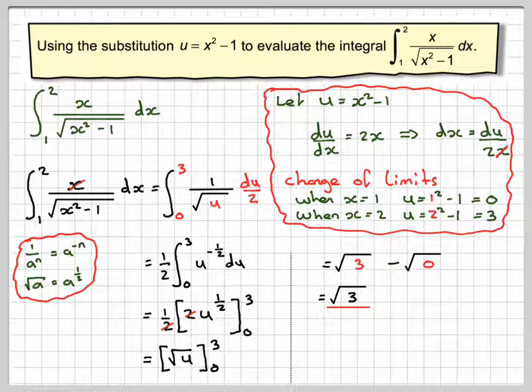Now, you don't actually have to change the limits if you don't want to, but that means then you have to substitute back your value of u and then use the original limits. It's far easier in most cases to actually just change the limits to new limits using the substitution.